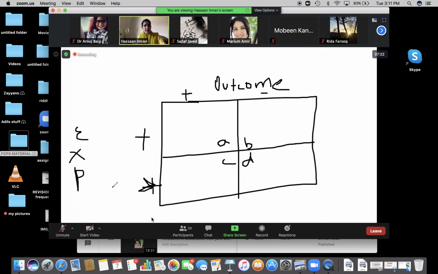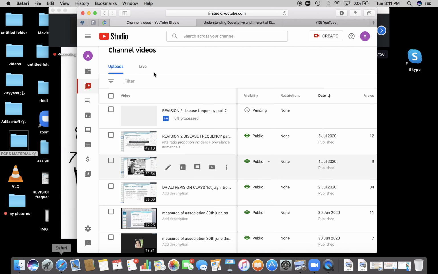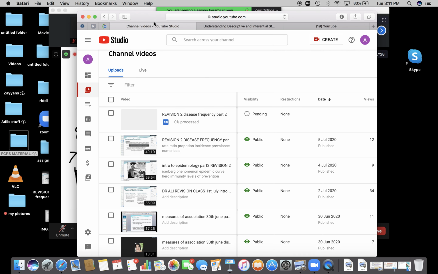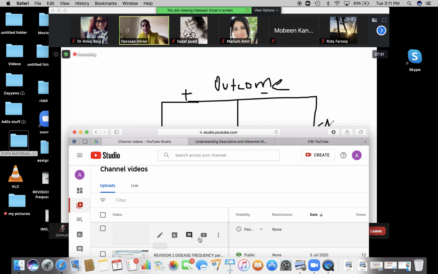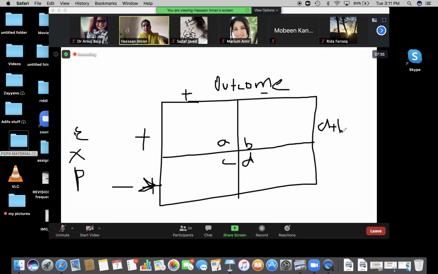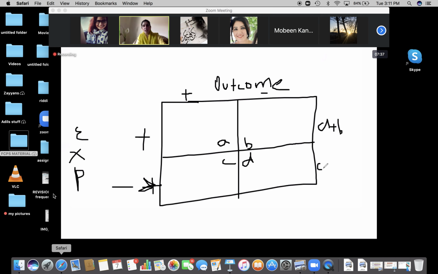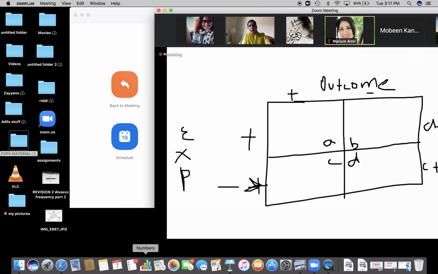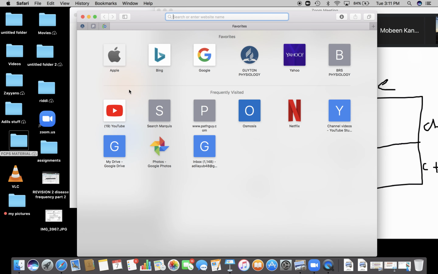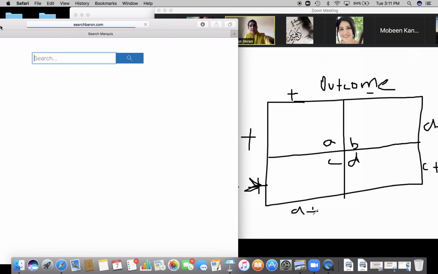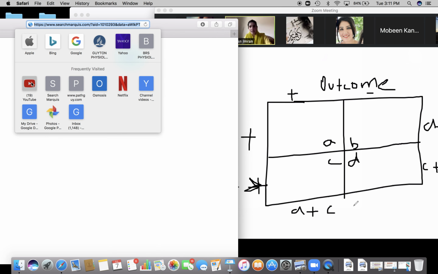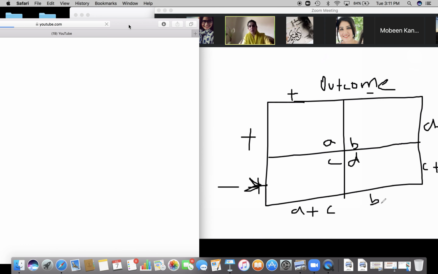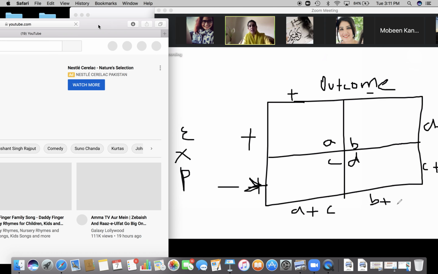Sorry, this is minus. Now, they are those who are neither exposed nor develop the disease, right? So this means A plus B are all those individuals who are exposed, and C plus D are all those individuals who are non-exposed. And now A plus C are all those individuals who are diseased, right? And B plus D are all those individuals who are non-diseased.